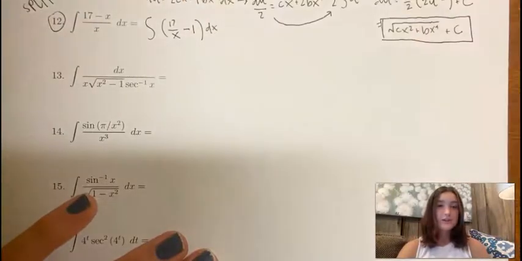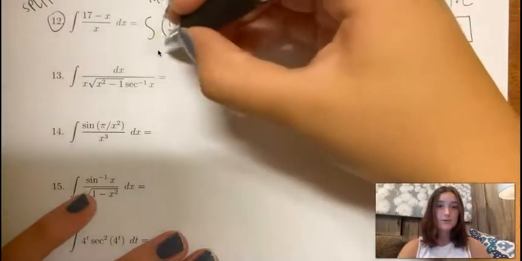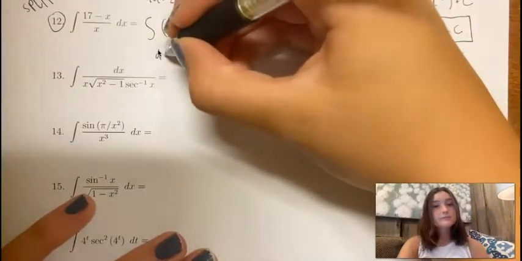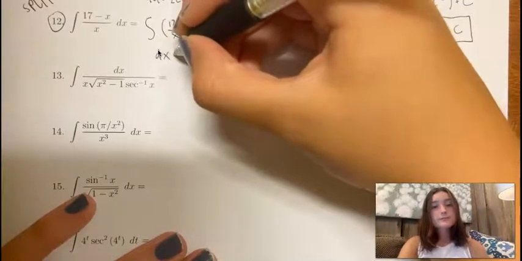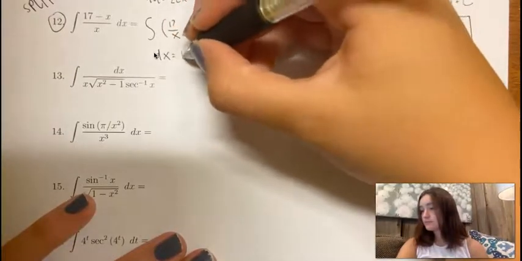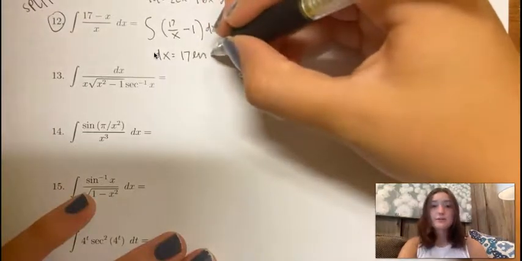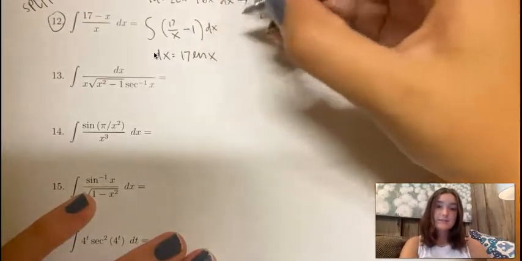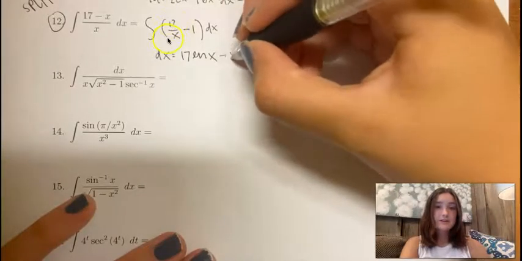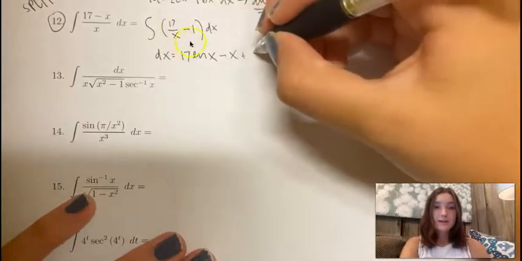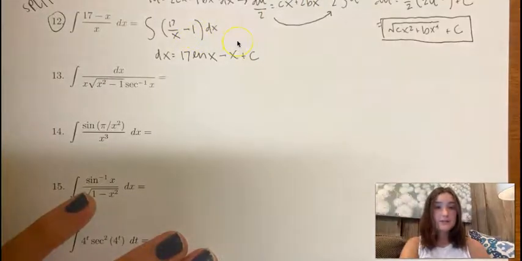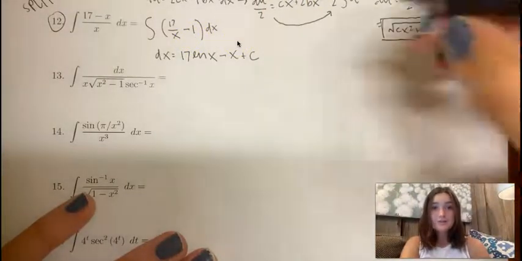So since we've got just that x on the bottom, we can actually split it up into the integral of 17 over x minus 1, because that x over x is just 1. So now we've actually got a pretty easy integral that we can work with. So we're going to have 17 ln x, because of that 17 over x, that's the derivative, minus x, because that's the derivative of that negative 1, plus c. So that's actually not a u-sub, that's a split numerator.